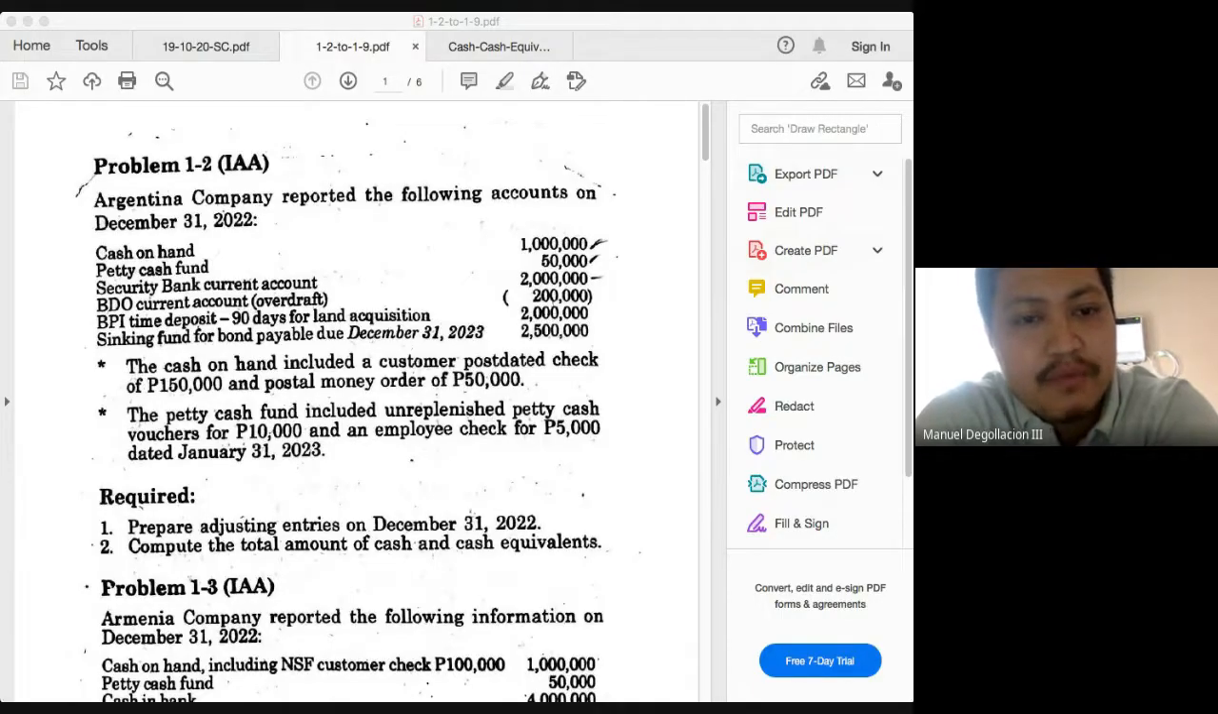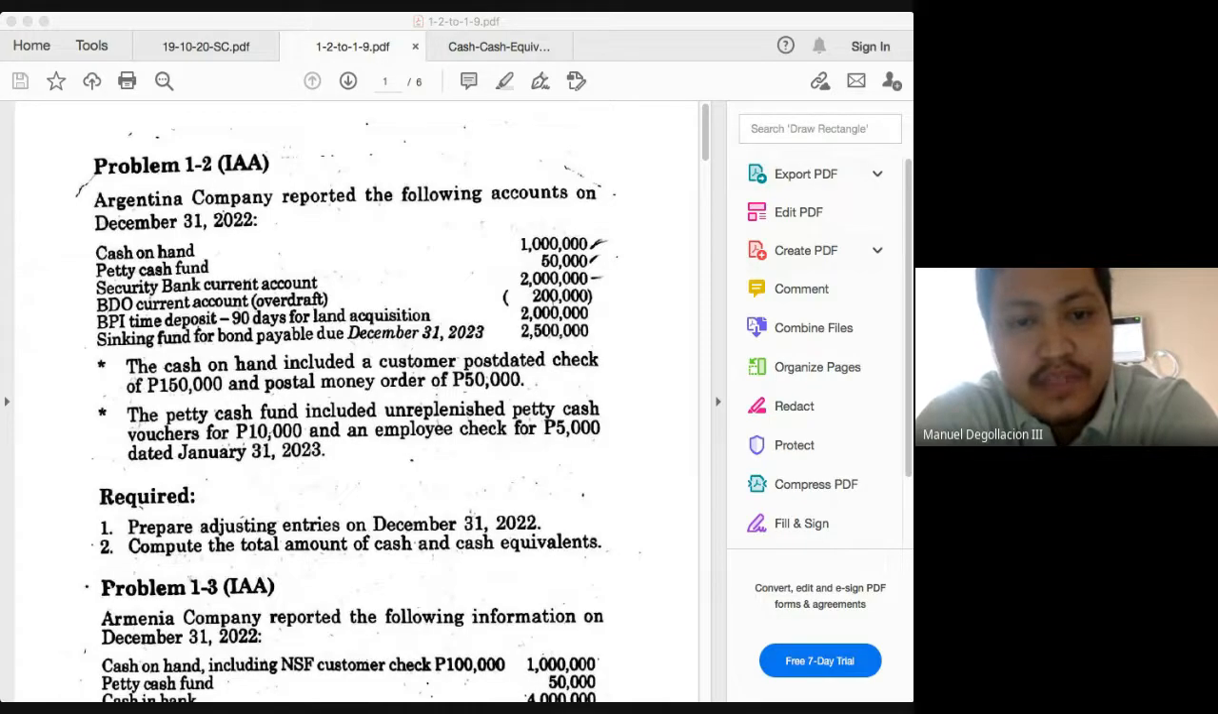Since this is coming from our customer, we are now the one in possession. We are the one being paid with this check. The problem is the check is post-dated, and we do not consider a post-dated check as an equivalent of cash because it cannot be encashed yet. But we have already included it in the balance of our cash on hand. That means that the 1 million balance of your cash on hand, given there as the first figure in the problem, the 1 million there includes a post-dated check.